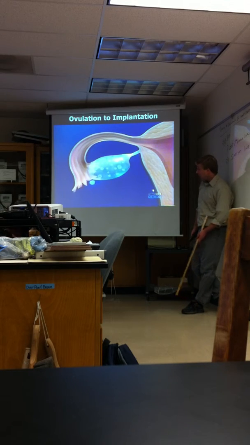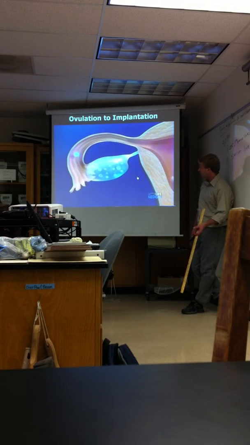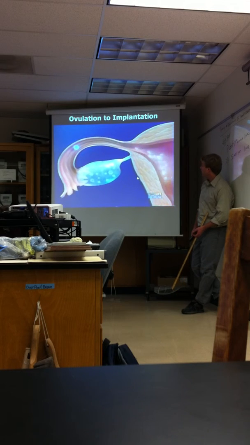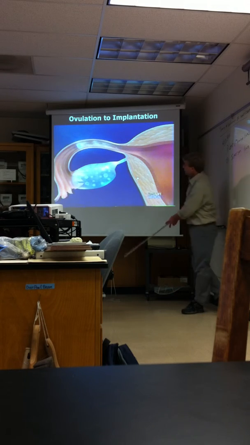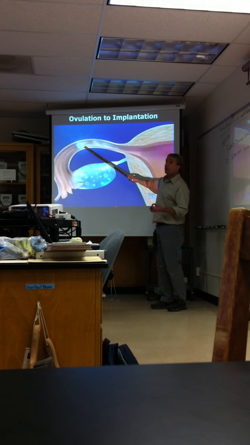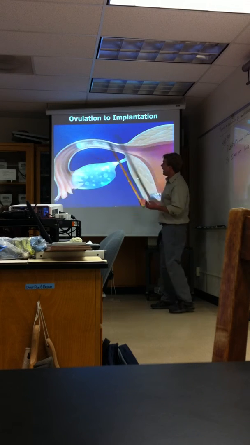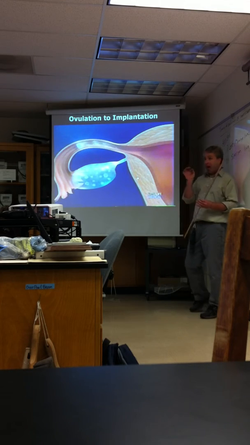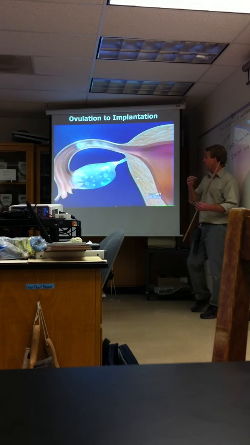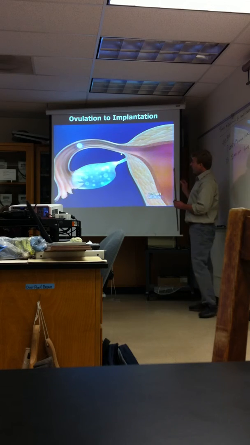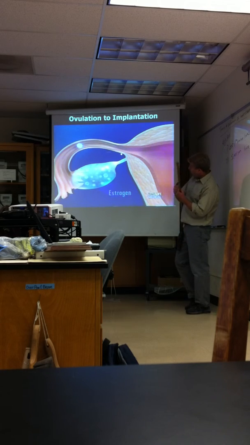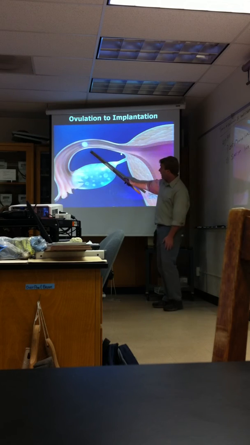The fimbria will bring that secondary oocyte into the uterine tube, and then there will be sexual intercourse that will allow the sperm to enter the female tract. They'll go up to the uterine tube. Around the ampulla is where the sperm will contact the secondary oocyte. You'll have syngamy, and the syngamy, as you know, is going to cause meiosis II to resume, and then that secondary oocyte will become an ovum. The sperm cell pronucleus will merge with the ovum pronucleus, and then you have the fertilization.